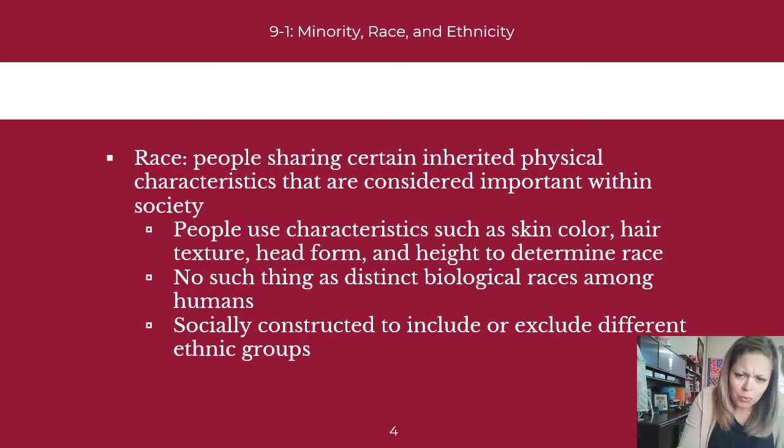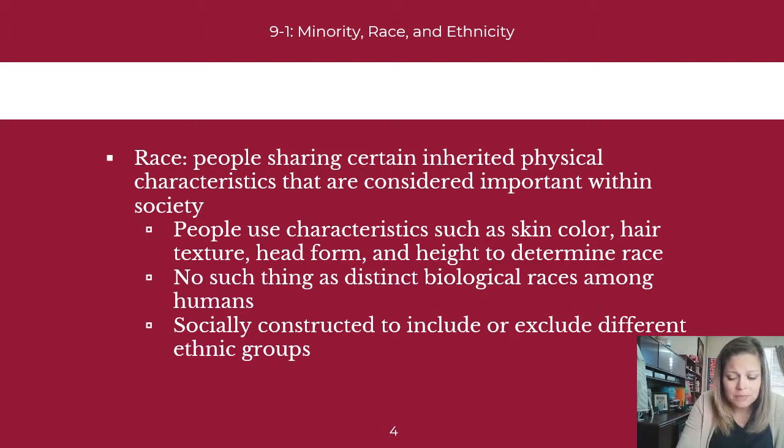So one of the distinctions that we looked at is a distinction of race. And race is people sharing certain inherited physical characteristics that are considered important within society. So people use characteristics such as skin color, but it's not just skin color. We look at hair texture, head form, height to determine race. But there's no such thing as a distinct biological race among humans.